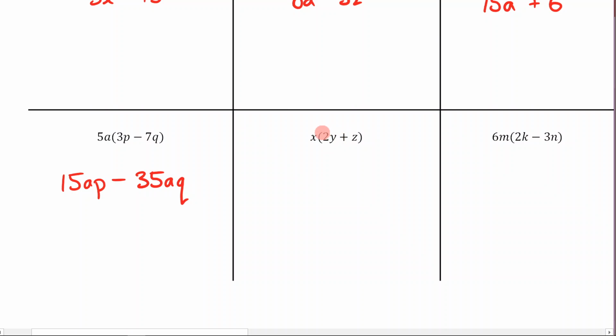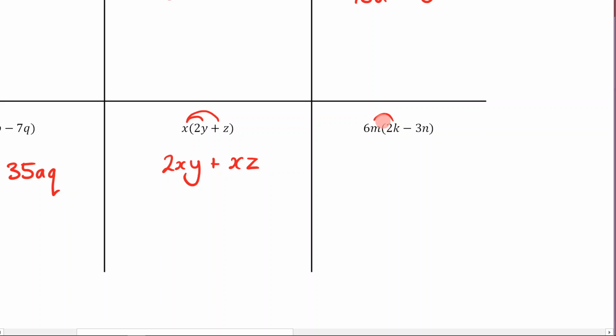Last two. Here I'm going to go this times this, then this times this. So this is going to be x times 2y, which is going to be 2xy, plus x times z is just xz. Last one. So remember, you draw in those arrows, which tells you 6m times 2k is 12mk, minus 6m times 3n is 18mn. And remember, because there's a subtraction there, there's a subtraction sign there as well. And just like that, we have finished.